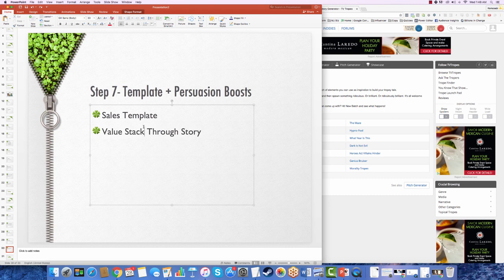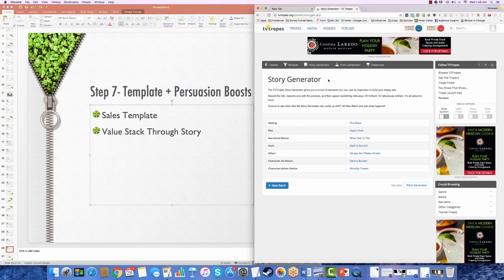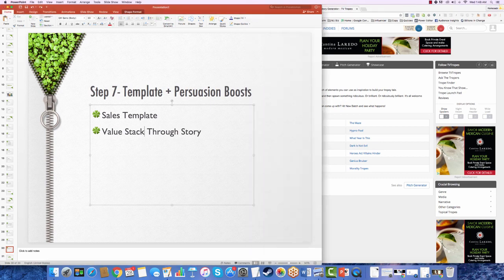So what I would recommend doing is, instead of ruining the story by throwing a template on it first, write the entire story using the hero's journey, using something from TV tropes, using the client's story, whatever it is. Write the whole thing, and then once that's done, lay a sales template over it and start adding the things that you missed or that you could shore up or anything like that. It's the easiest way to build a coherent sales message while also keeping the core of the story. Next thing is value stack throughout the story.